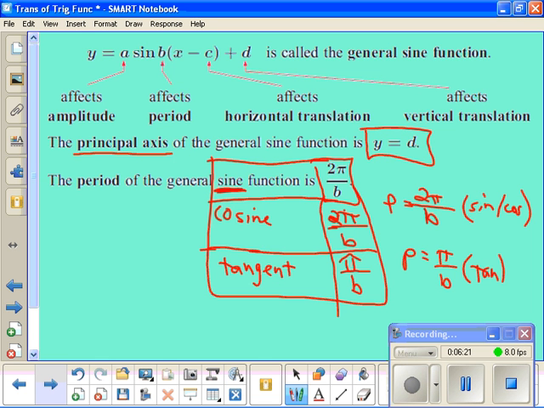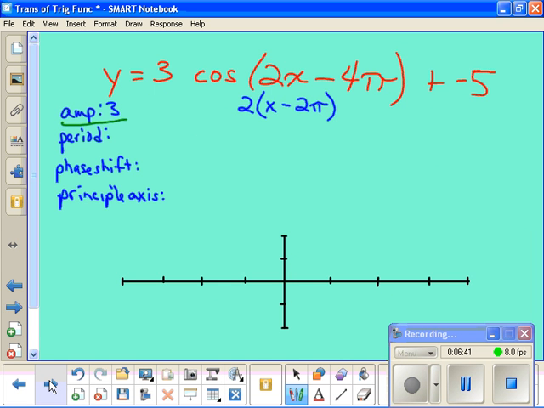C affects the left-right transformation. Typically it's in radians, but it can be in degrees. If it just gives you a value, assume it is in radians unless it has the little circle indicating degrees. And vertical translation is just the movement up or down. So we have an example, and if I give it to you in this general form, you might want to factor it so you can get it into factored form, especially that part.